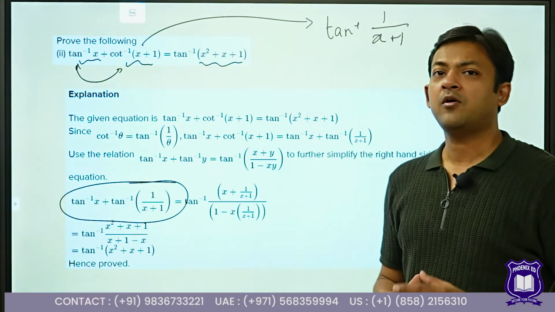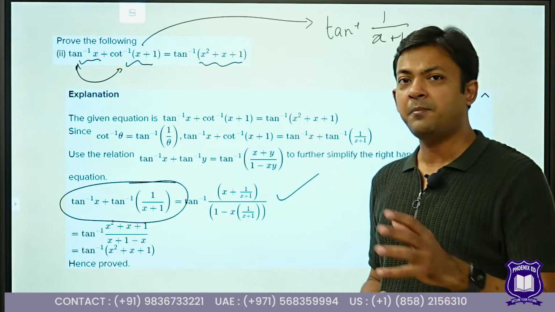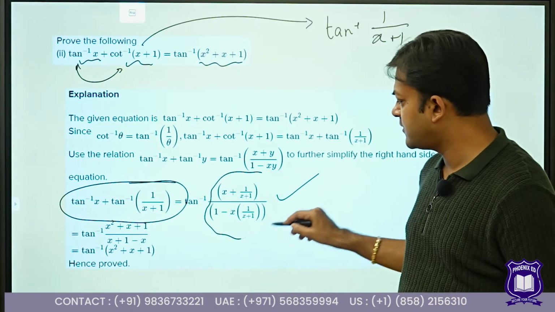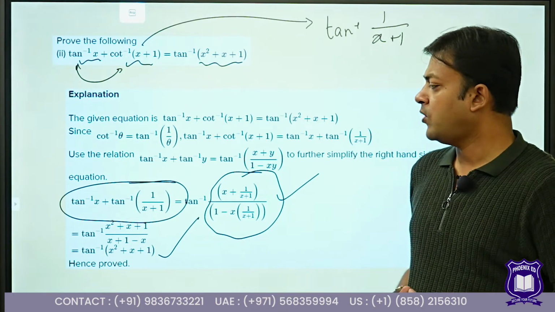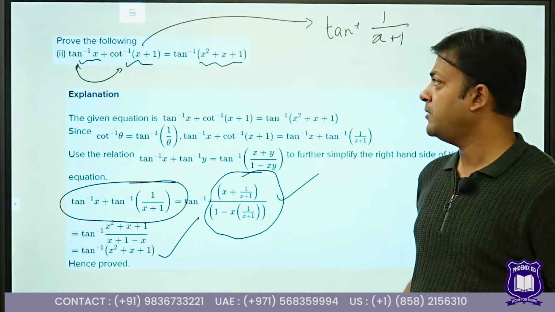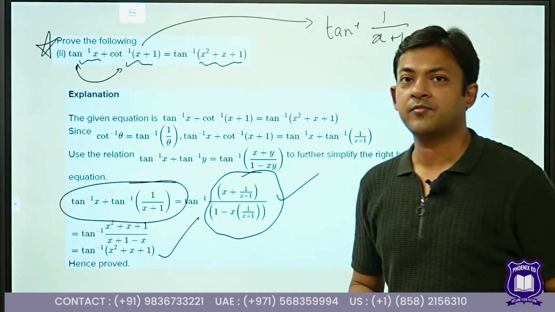On applying the formula of tan inverse a plus tan inverse b, we get tan inverse of (a plus b) over (1 minus ab). On simplifying this term, we get the value of tan inverse of (x square plus x plus 1). Again, please note this is quite an important problem for your board exams.